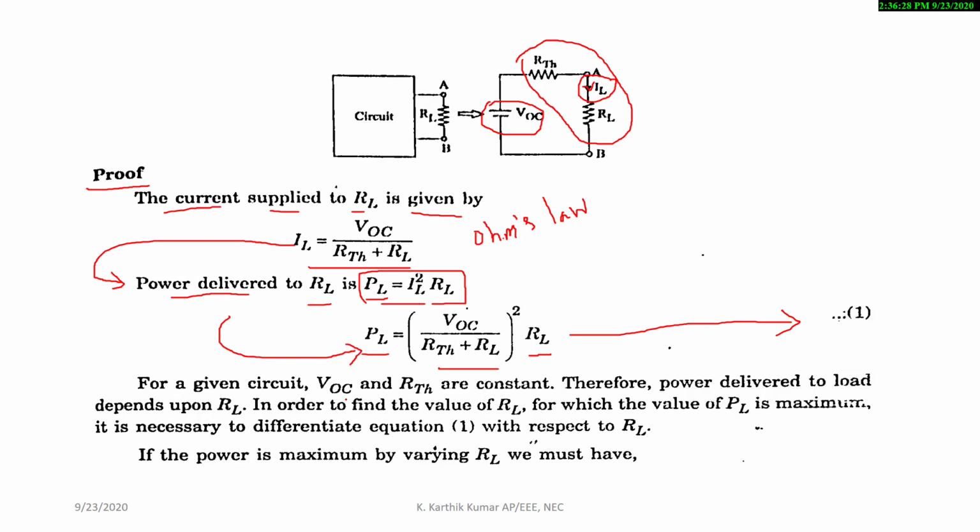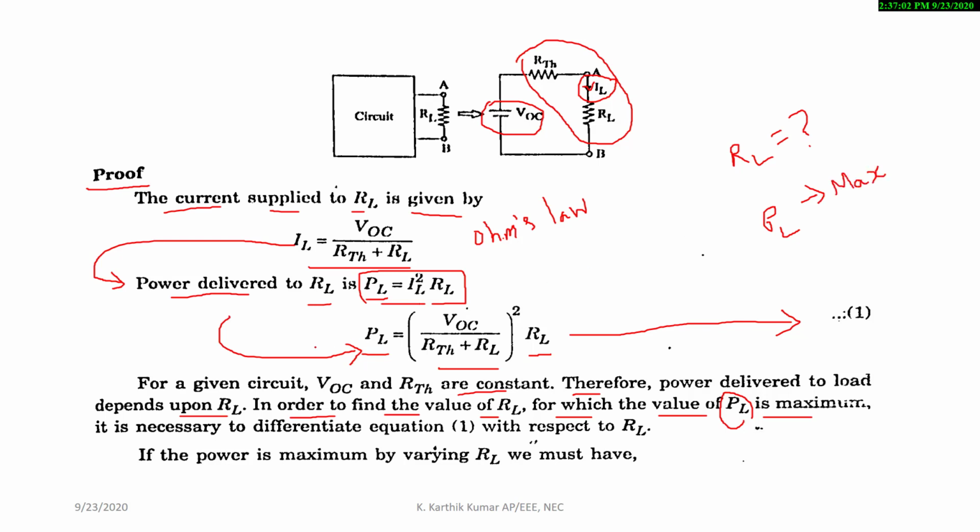For a given circuit, VOC and RTH are constants, therefore the power delivered to the load depends upon RL. In order to find the value of RL for which the load power PL is maximum, since our objective is to find the load resistance value, we assume that the power PL is maximum.